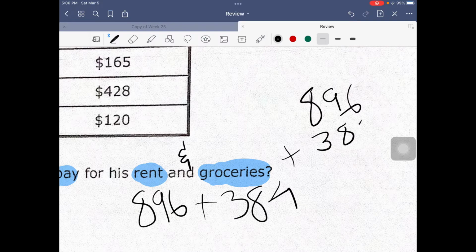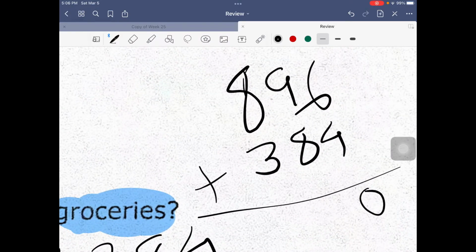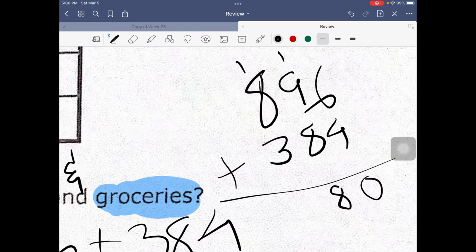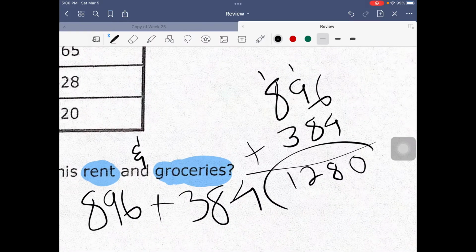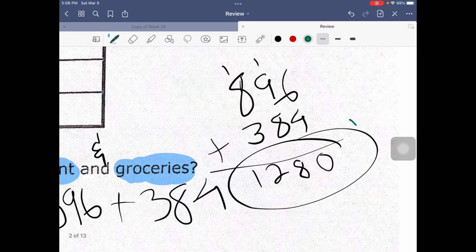Plus 384. 6 plus 4? 10. What's 1 plus 9? 10. Plus 8? 18. 1 plus 8? 9 plus 3? 12. So this is what he pays. Eso es lo que paga for rent and groceries.